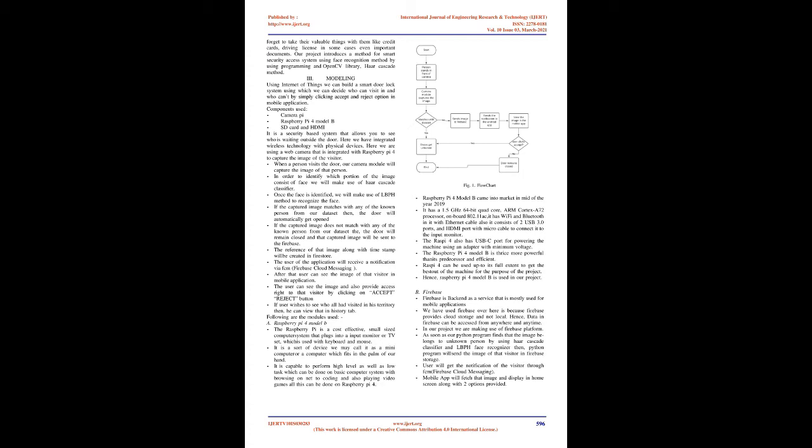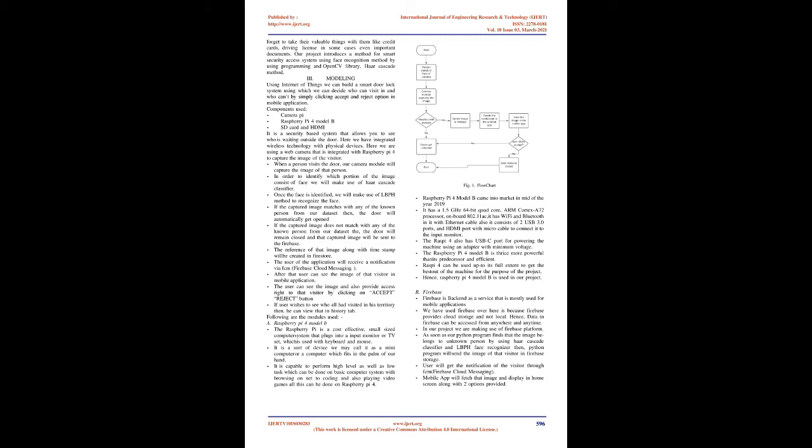Modeling. Using Internet of Things, we can build a smart door lock system using which we can decide who can visit in and who can't by simply clicking accept and reject option in a mobile application. Components used: Camera Pi, Raspberry Pi 4 Model B, SD card and HDMI. It is a security-based system that allows you to see who is waiting outside the door. Here we have integrated wireless technology with physical devices.